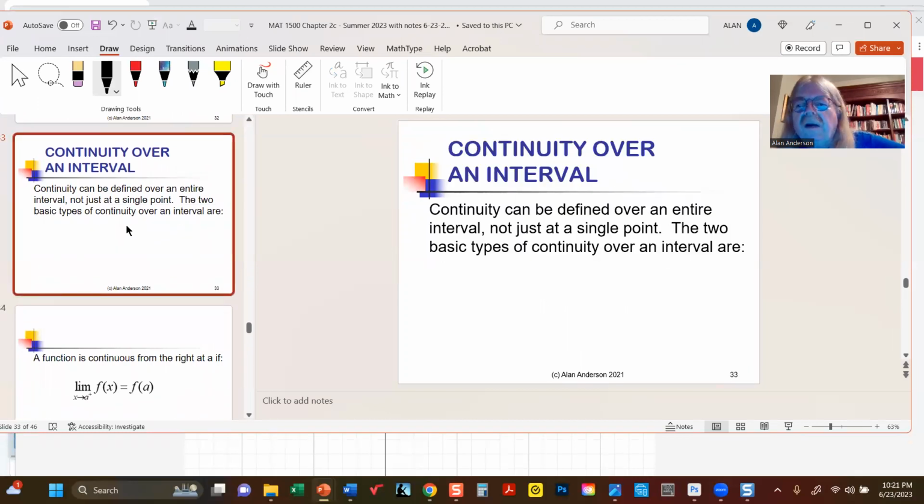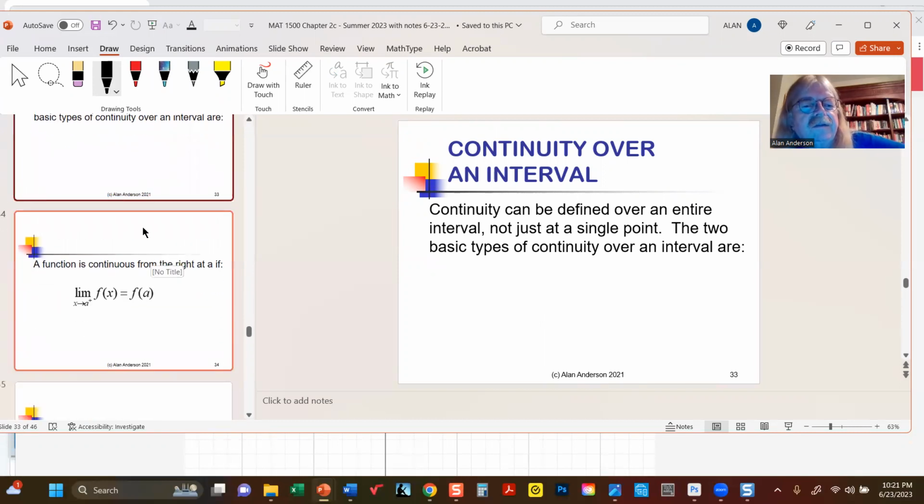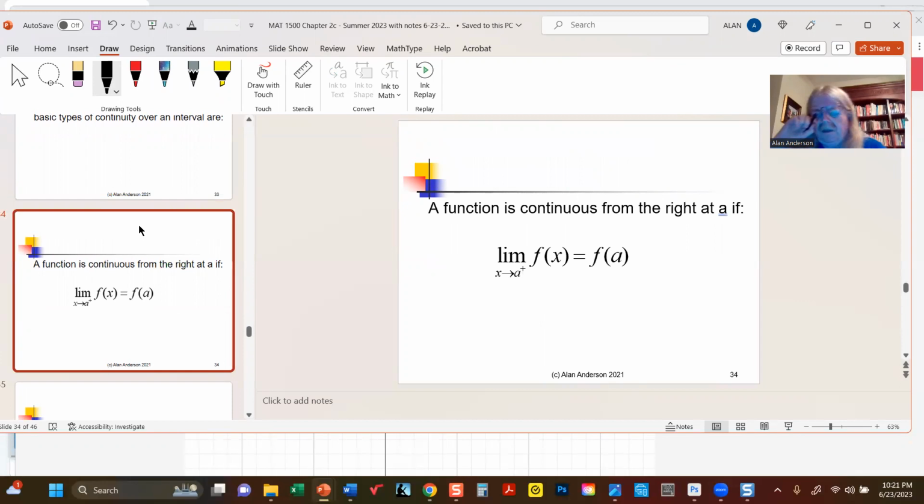Continuity over an interval. Now, up to this point, we were focusing on a single point. What about intervals? Can we prove that a function is continuous over an entire interval, not just at a single point? And the answer is yes. So a function is continuous from the right if for some constant a, the limit is equal to f of a.